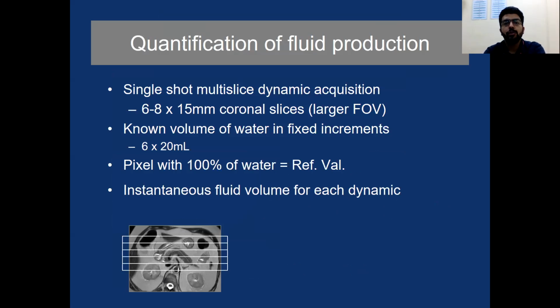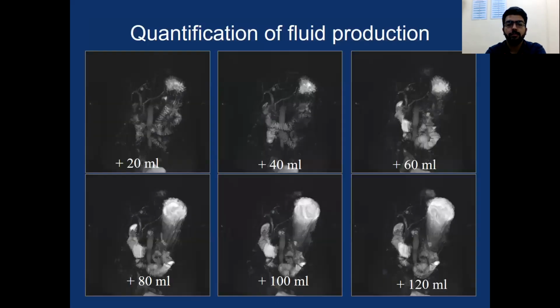So quantification of fluid production: single shot multi-slice dynamic acquisition, 6 to 8 into 15 mm coronal slices, larger FOV. Known volume of water in fixed increments; we have 6 into 20 ml. Pixel with 100% of water as reference value, and instantaneous fluid volume for each dynamic is performed. This is the quantification of fluid production, with 20 ml of fluid given, 40 ml, 60 ml, 80 ml, 100 ml, and 120 ml.